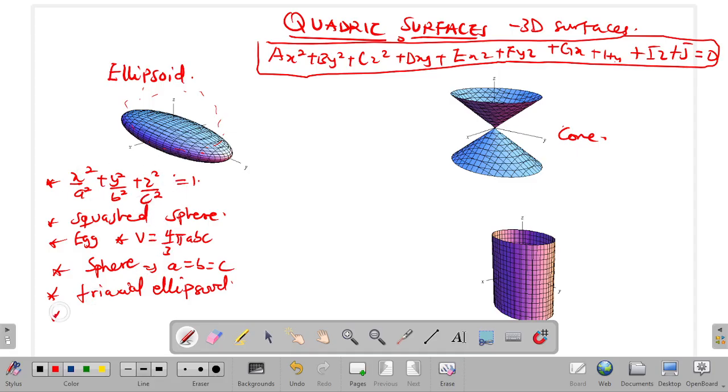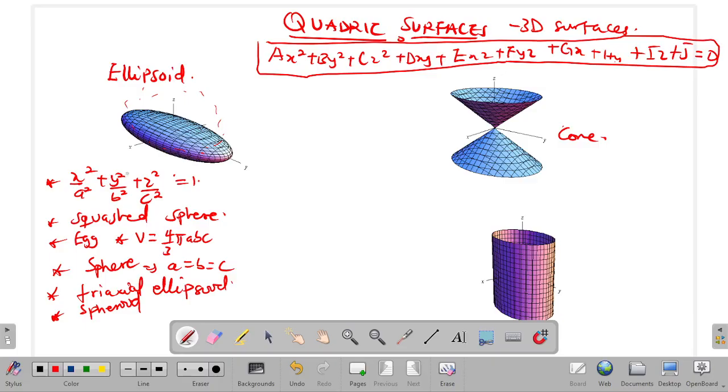Then you also have what you call a spheroid. A spheroid has two of its axes equal. When all of them are different, it is a triaxial ellipsoid; when two are equal, you have a spheroid; and when all three are equal, you have a sphere. That gives the description of an ellipsoid.